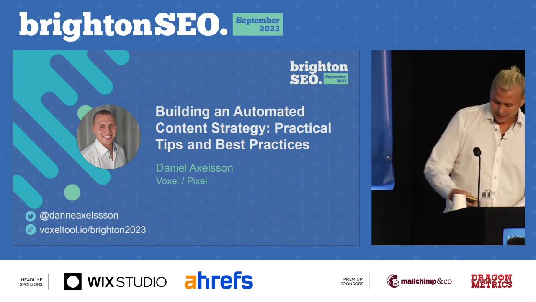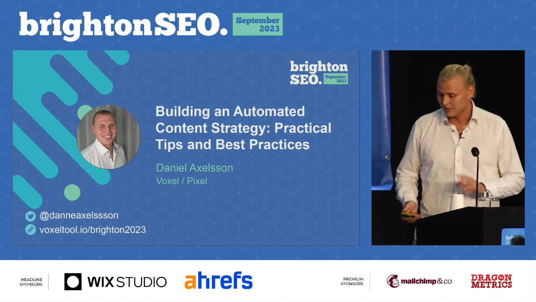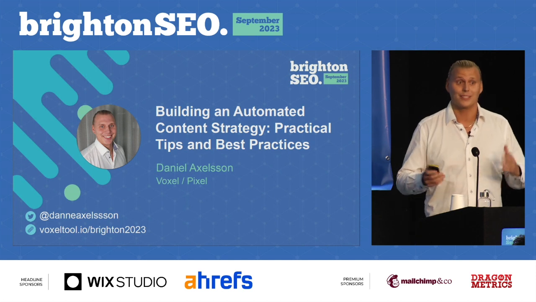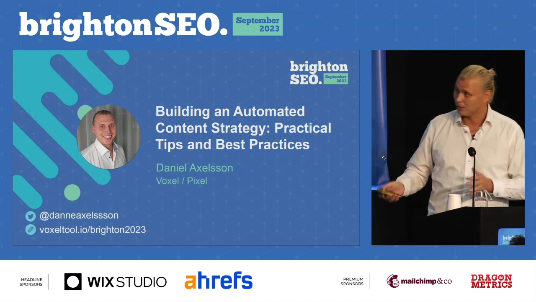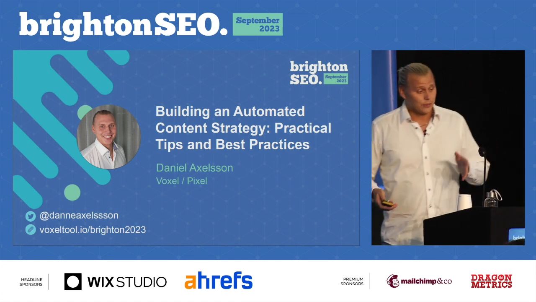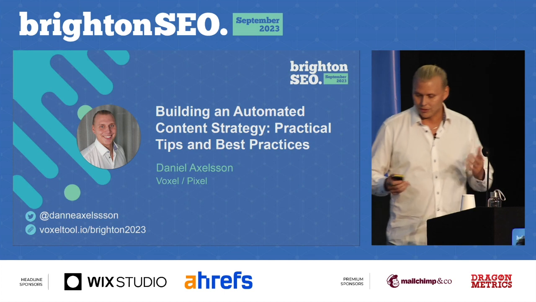And let's get started. So when building an automated content strategy, there are a bunch of details I would love to go into, but we have 20 minutes today. So we have made a blog post at voxeltool.io/Brighton2023, where you can find JavaScripts and stuff like that for if you want to do this yourselves.